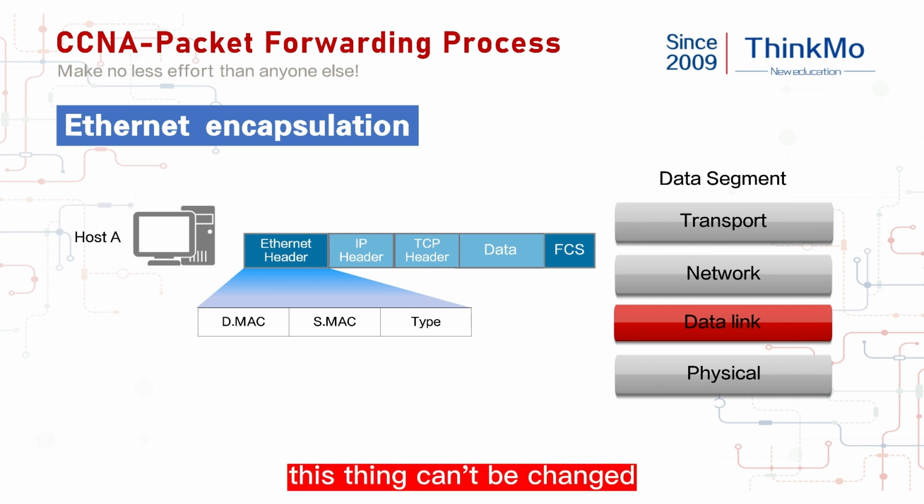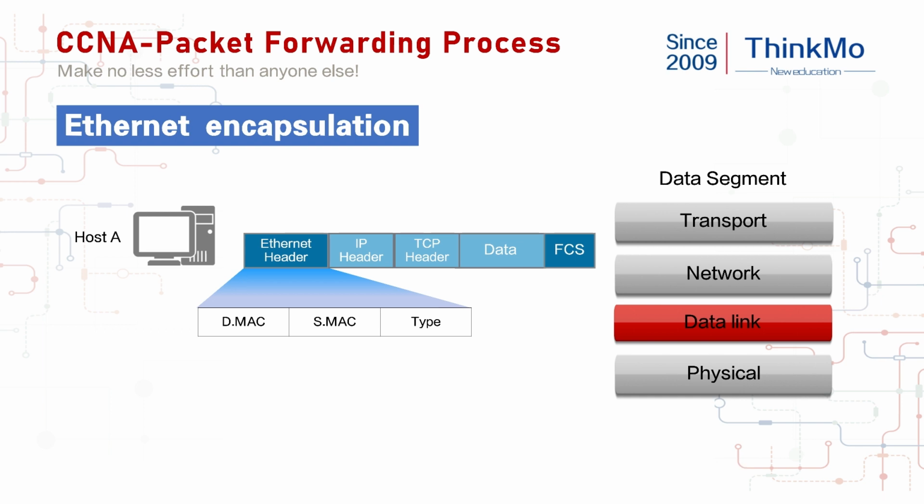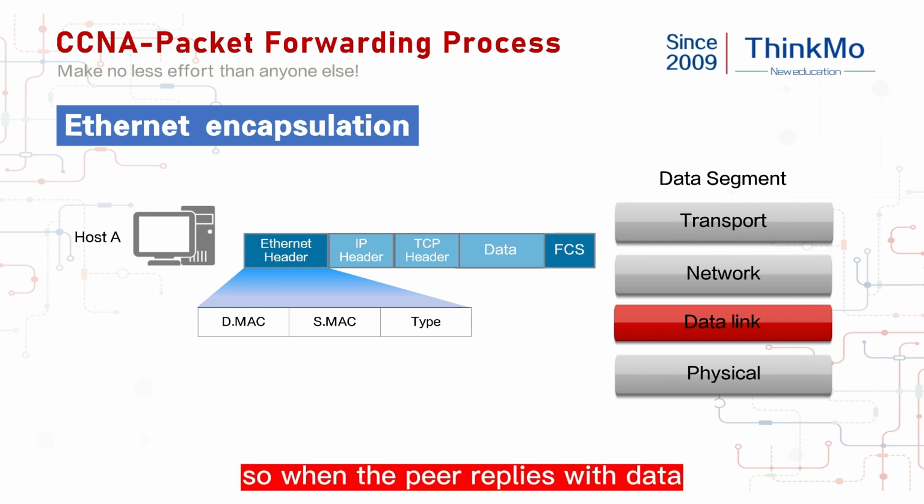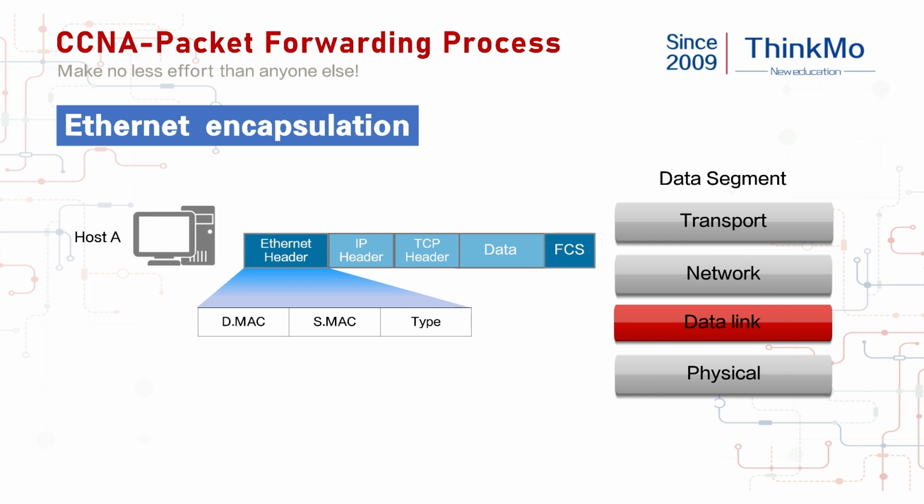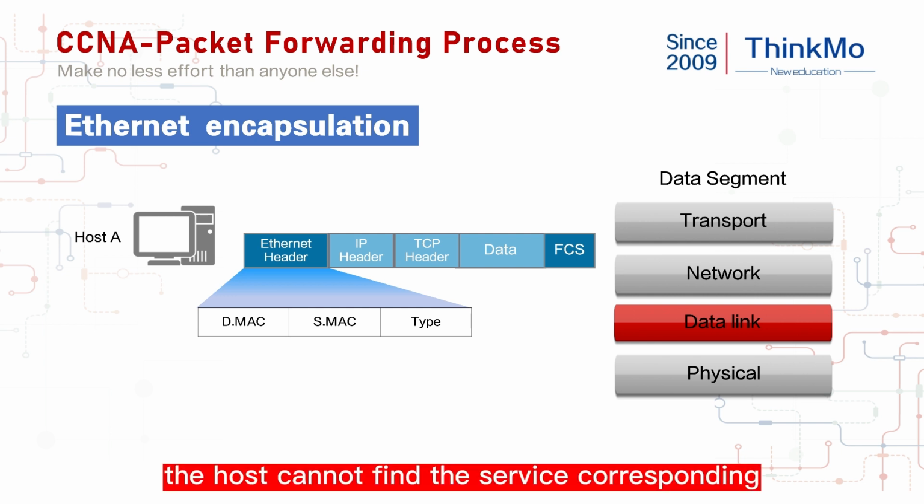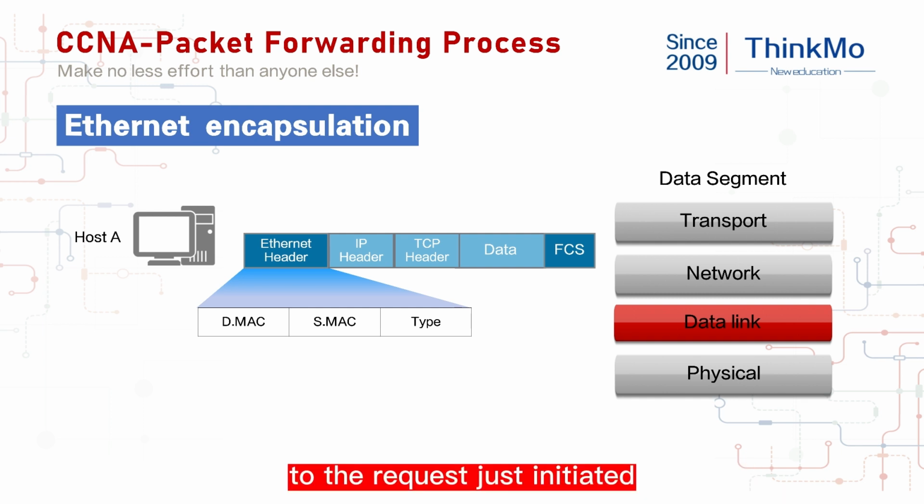This thing can't be changed. The host accesses the web page of the peer. Of course, the web server on the other end will reply to the host. The local host accessed the peer from port 1027, so when the peer replies with data, port 1027 cannot be changed. If it changed, the host could not find the service corresponding to the request just initiated.